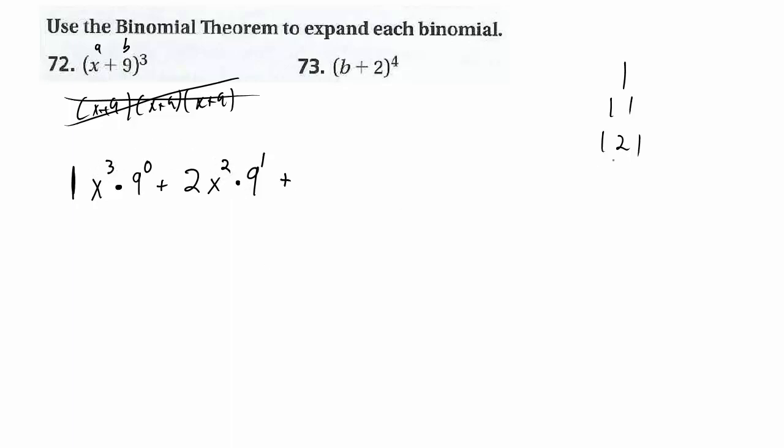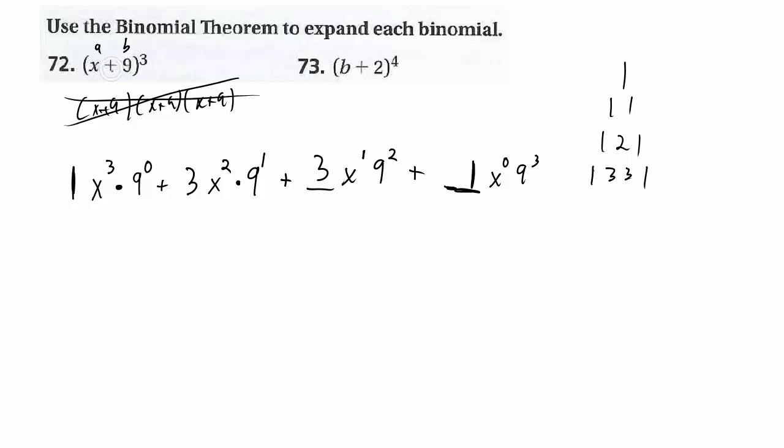Next, actually I have the wrong coefficients here. The third row, that's the second power row, is 1, 3, 3, 1. So there's going to be a 1, a 3, a 3, and a 1. And then the powers of x are going to go down: x third, x second, x first. A lot of people won't write that x0, but I like to. The powers of 9 go up instead of down: 9 to the 0, 9 to the 1, 9 to the second, 9 to the third.